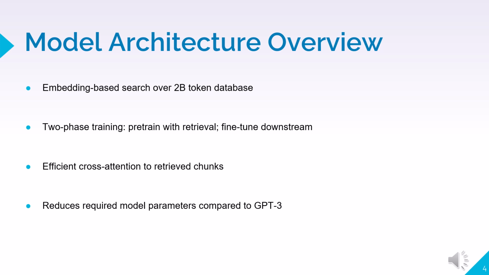Retro uses a two-step training process. First, it's pre-trained with retrieval incorporated, then it's fine-tuned for specific tasks. The system retrieves from a database of 2 billion tokens and uses cross-attention to blend the retrieved data with the original input. What's really cool is that Retro achieves similar performance to GPT-3, but with much fewer parameters, thanks to this retrieval strategy.